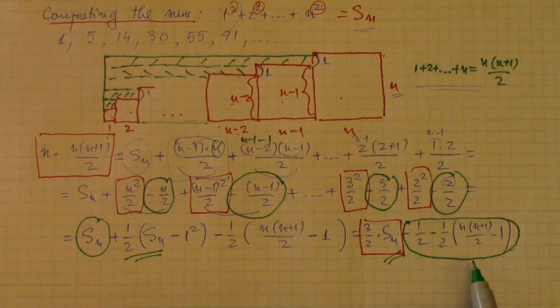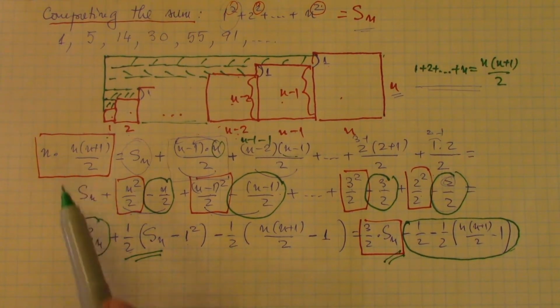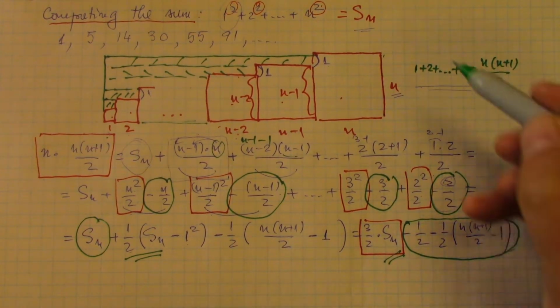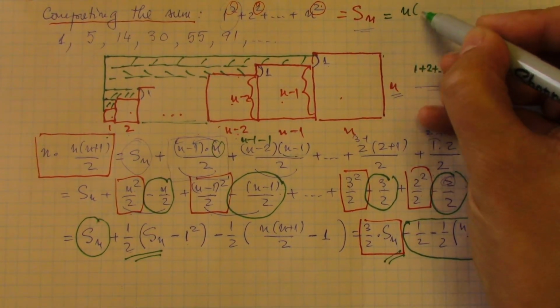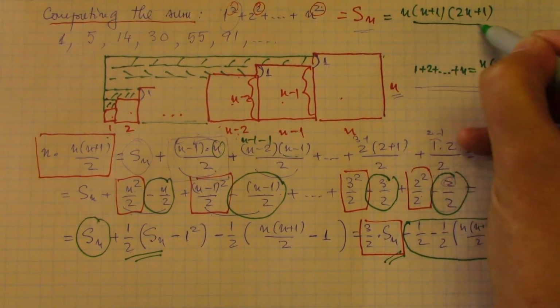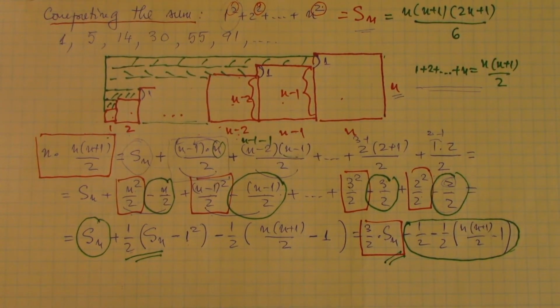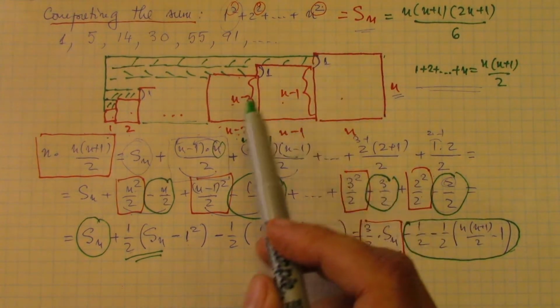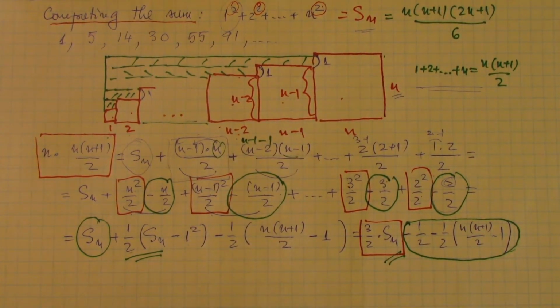So I let the student, eager to learn, move all these terms over to the left-hand side here and figure out that what we get is Sn equals n times (n plus 1) times (2n plus 1) divided by 6. So we actually were able to come up with this formula ourselves.